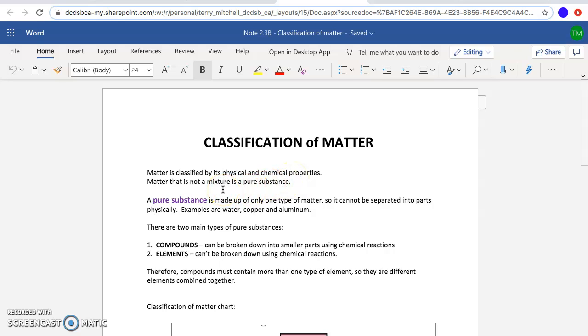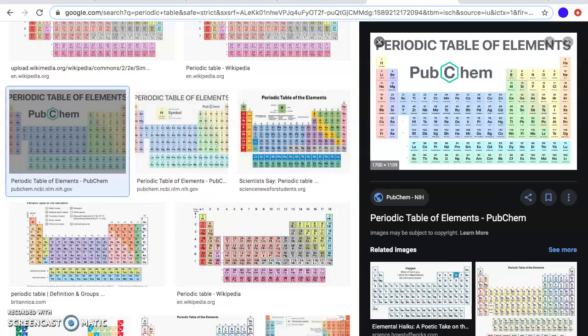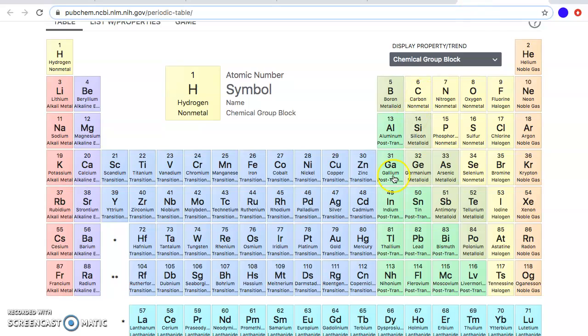Now, matter that is not a mixture is a pure substance. So if we go to the periodic table, that's not what I want, that's what I want. This is the periodic table. These are all the known basic substances. We have lithium and beryllium and sodium and magnesium and potassium and calcium. These are the Legos of the world, and then we could put these things together as well.